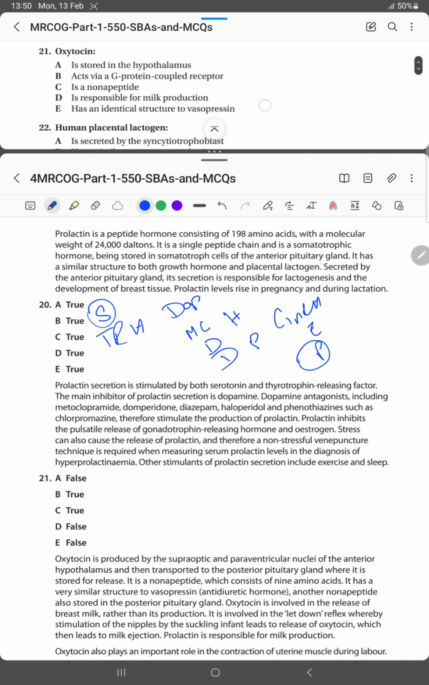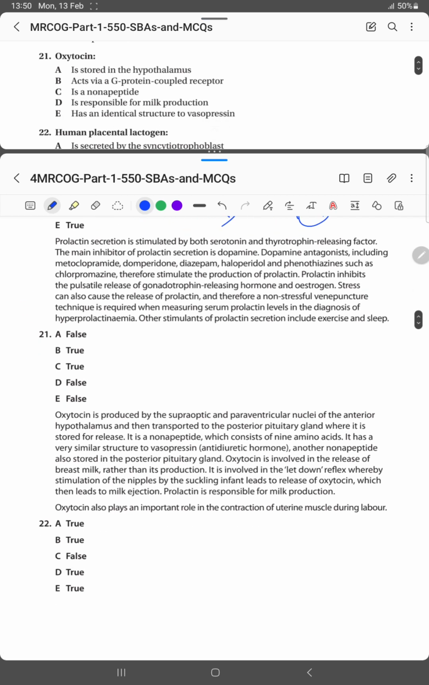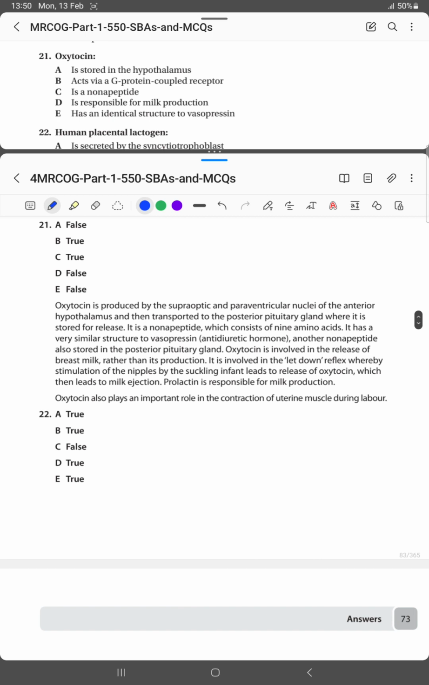The next question is regarding oxytocin. Oxytocin is produced by the supraoptic and paraventricular nuclei of the hypothalamus, and it is then transported to the posterior pituitary gland, where it is stored and released. It is a nonapeptide consisting of 9 amino acids, and it has a very similar structure to vasopressin, which is antidiuretic hormone, another nonapeptide also stored in the posterior pituitary gland.